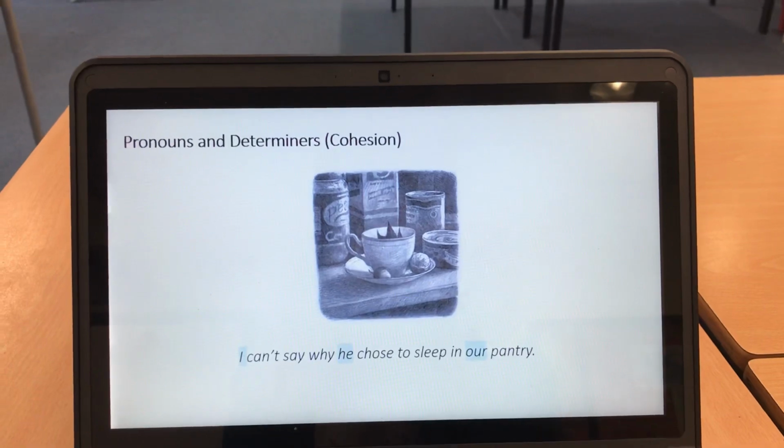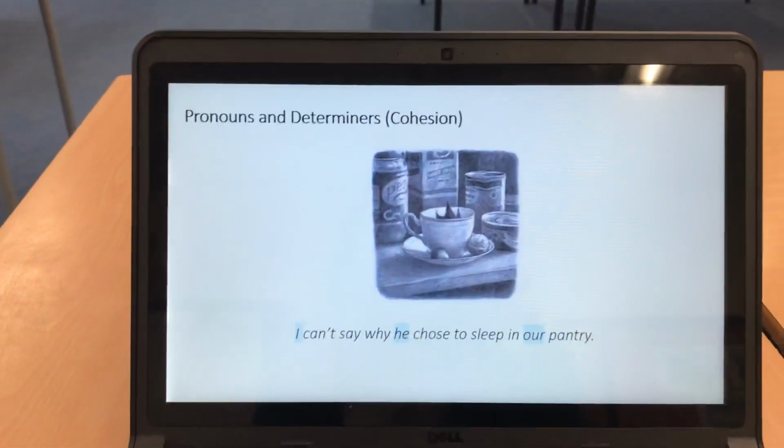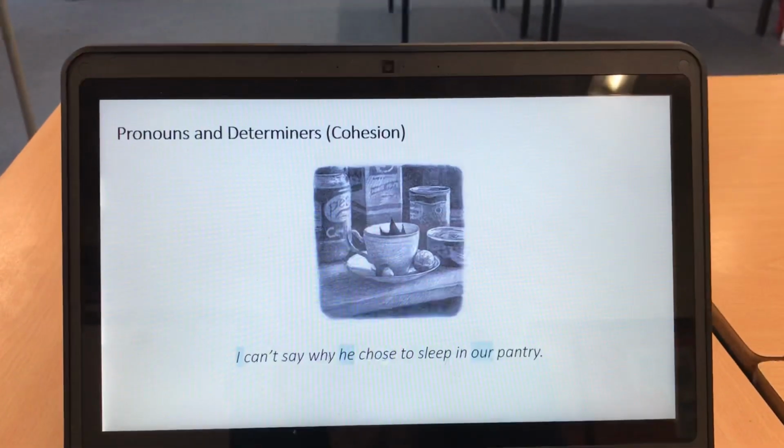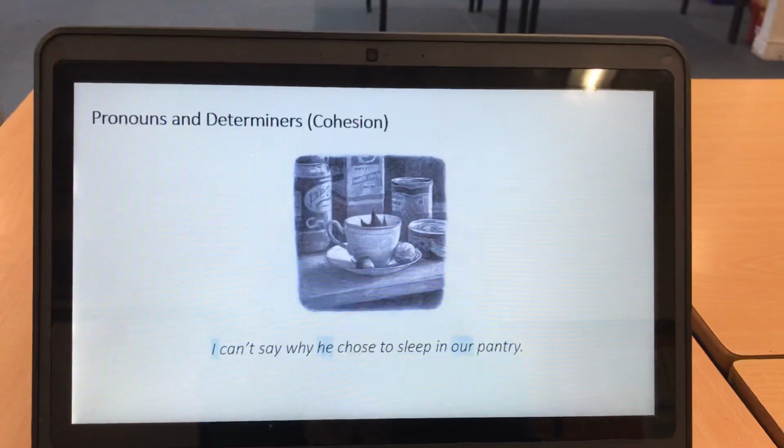Today is a grammar lesson and we're looking at pronouns and determiners and how they can add cohesion to a text. Okay, I'm sorry about the wobbliness of the video.